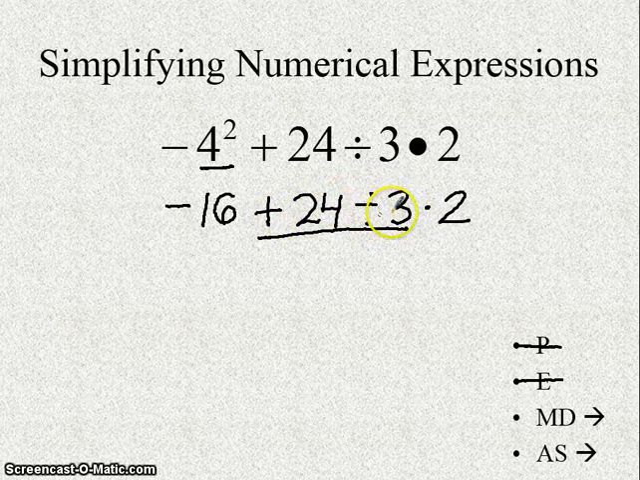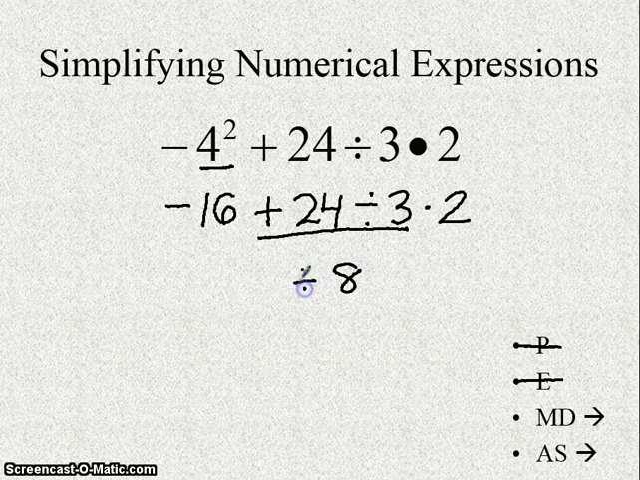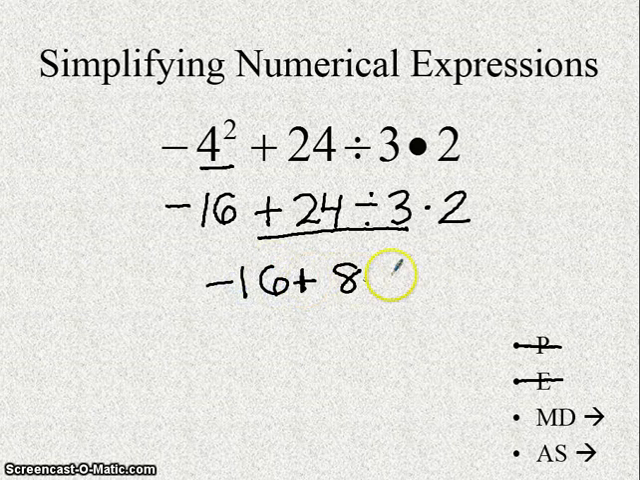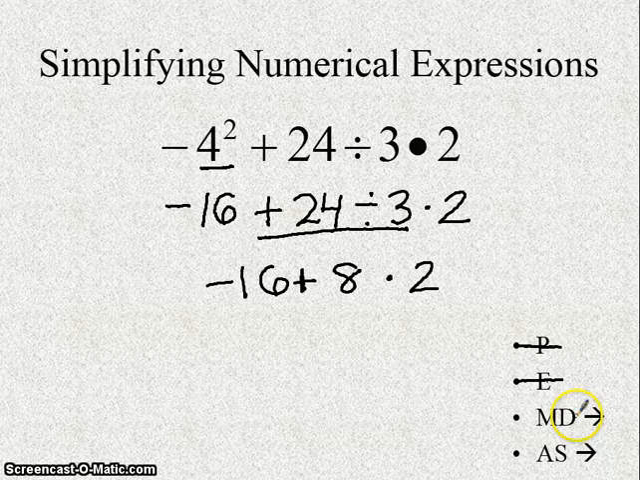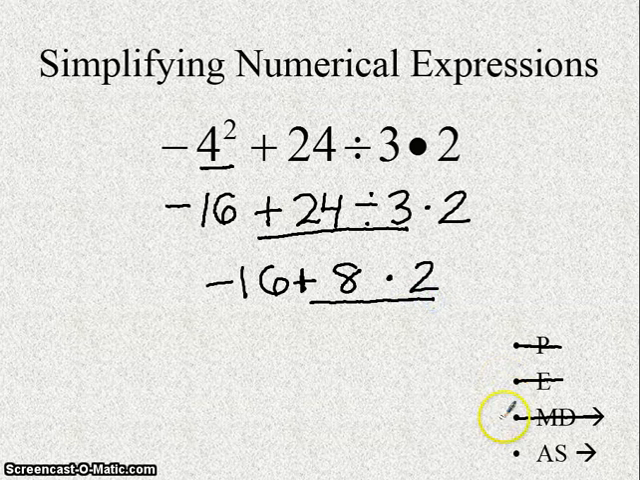Positive 24 divided by 3 is 8. Positive 8. So we bring the rest down. Negative 16 plus 8 times 2. Reevaluate using our list. Do we have any more multiplication or division? Yes, we have multiplication. And it is the last multiplication we have, so that means we're finished with this step.